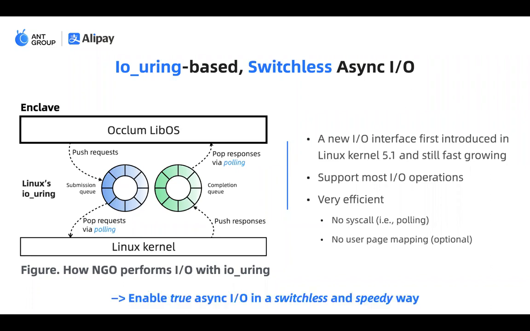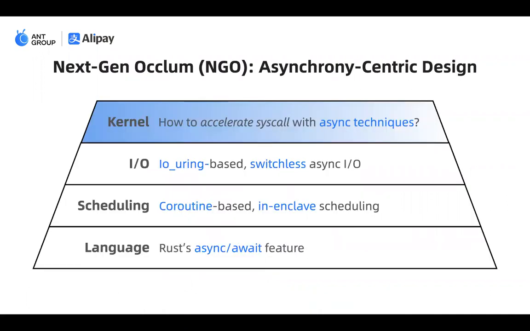And most importantly, IO ring provides the true async IO interface. Before IO ring, there was no efficient async IO interface on Linux. So with IO ring, Occlum can do true async IO in a switchless and very efficient way.